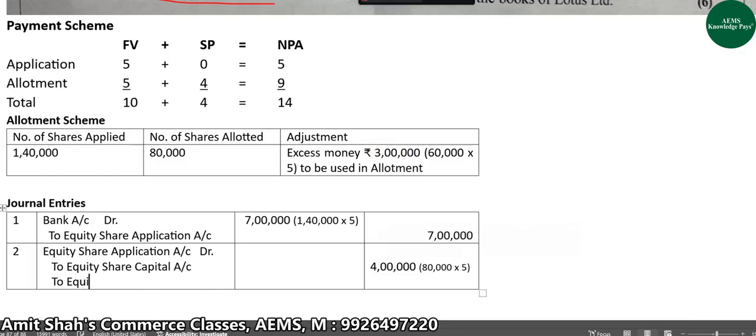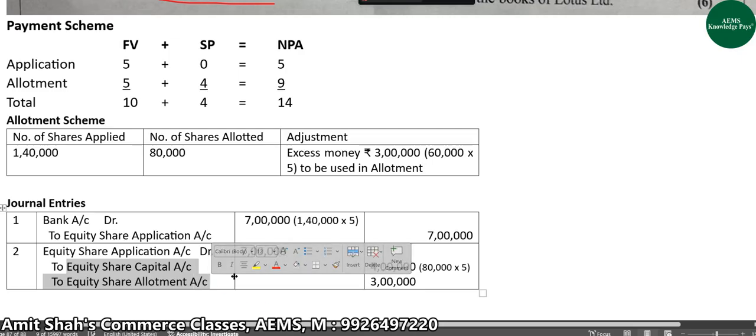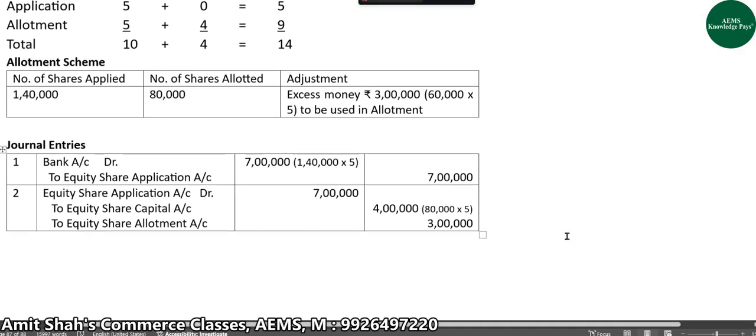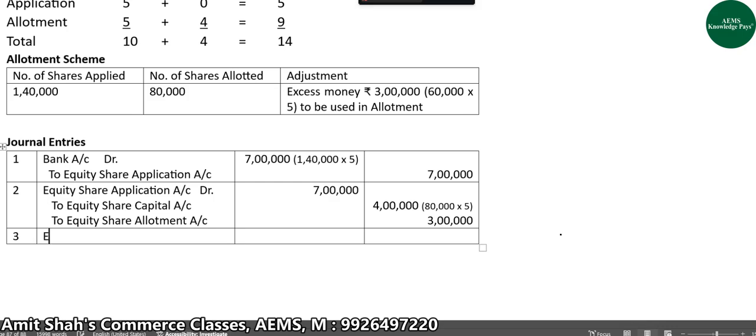So here we will write to equity share allotment account 3 lakhs. This is how 7 lakhs have been transferred to equity share capital and equity share allotment account from application account. I hope it is clear, guys. Yes, sir.